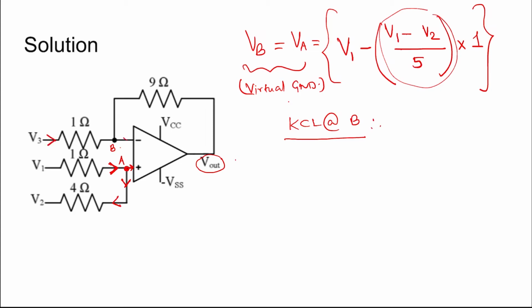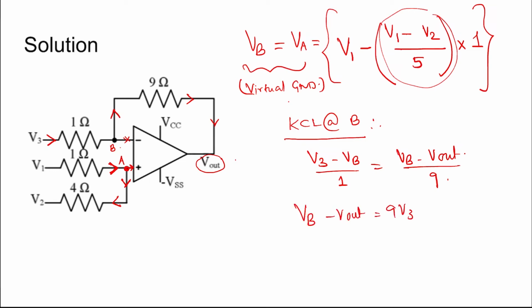Now we write another equation, KCL at node B. So this current will not be able to enter this terminal, so it will pass through this branch like this. So V3 minus VB divided by 1 equals VB minus V out divided by 9, implies VB minus V out equals 9 V3 minus 9 VB. V out equals 10 VB minus 9 V3. So 10 VB minus 9 V3 is V out.